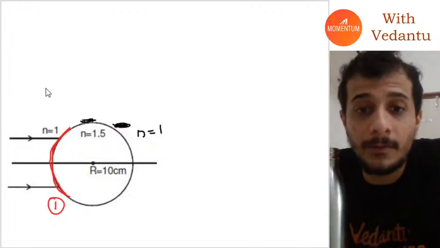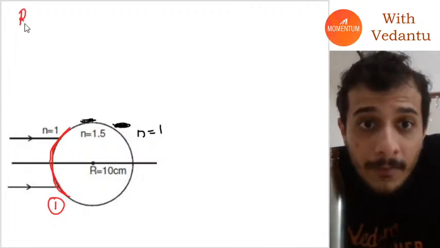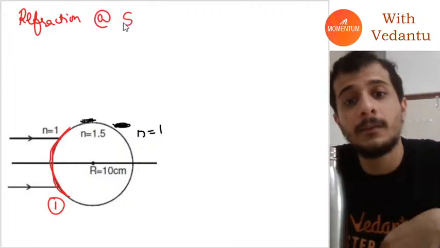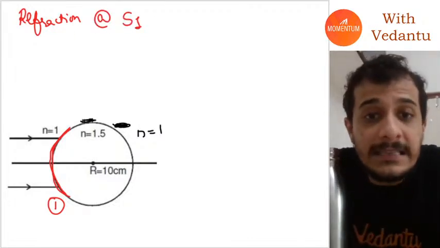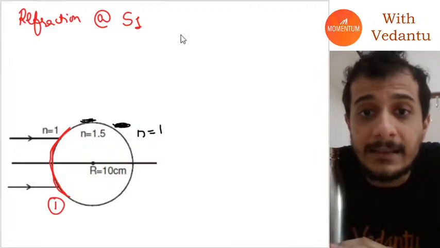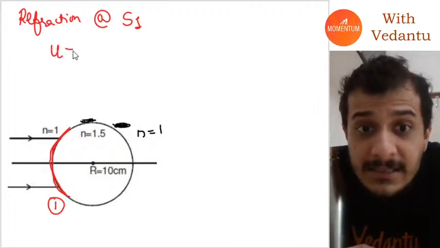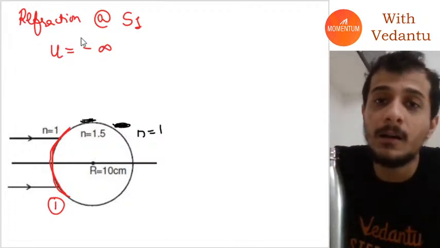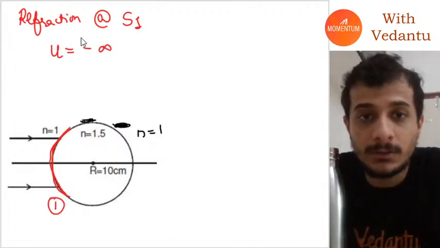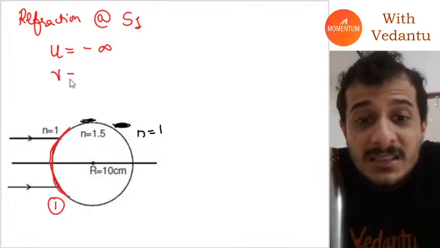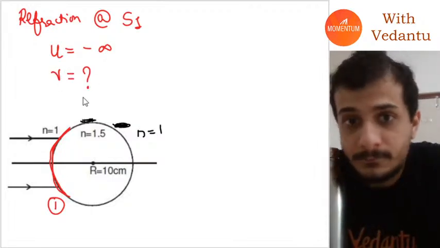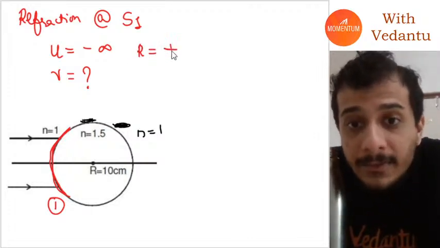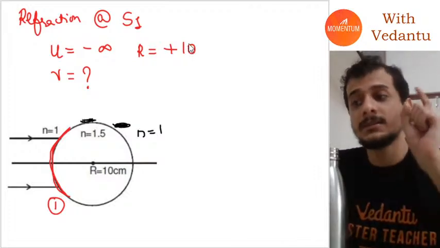Let's call this surface 1. Now, for a refraction at surface 1, what you will say is your object distance is negative infinity, because the light rays are coming from infinity parallel to each other. Your image distance is question mark, and your radius of curvature is plus 10.